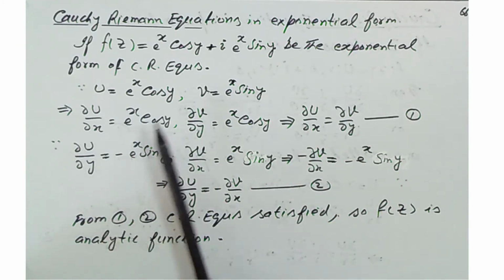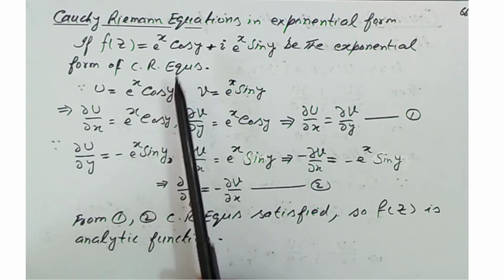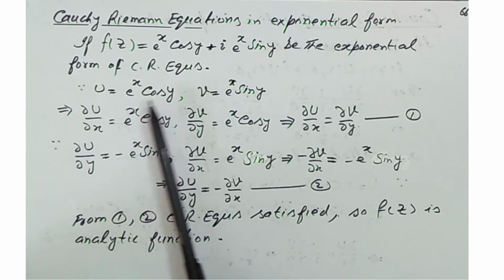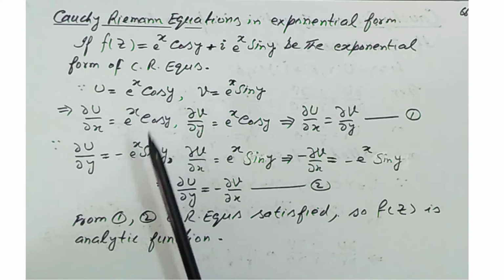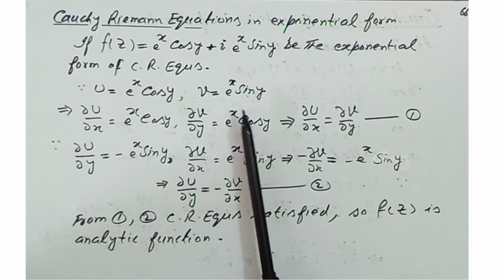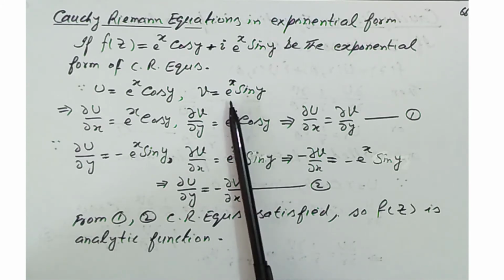Now partial u over partial y, we differentiate with respect to y. The derivative of cos y is minus sin y, giving minus e^x sin y. And partial v over partial x, we differentiate with respect to x.